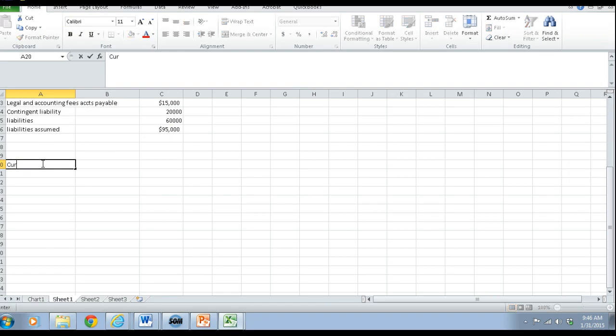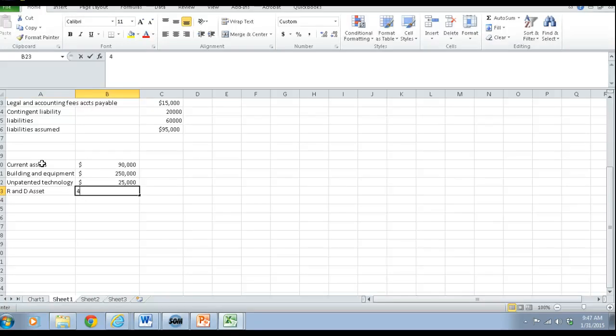Current assets, 90. We've got the building and equipment, 250. We've got the unpatented technology at 25. We've got the R&D asset, 45. Our liabilities are minus 60.